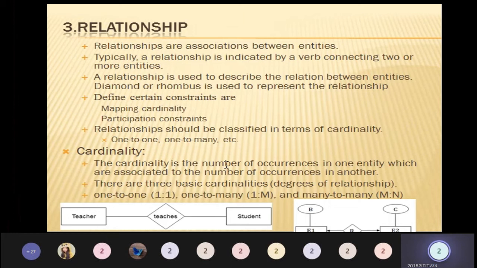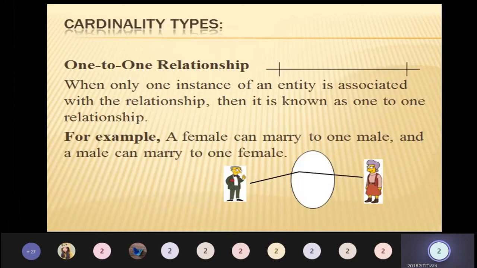Look at this figure. It shows a student entity and a teacher entity, related by the relationship teach. Next, the first type of cardinality is the one-to-one relationship. When only one instance of an entity is associated with the relationship, it is known as a one-to-one relationship.